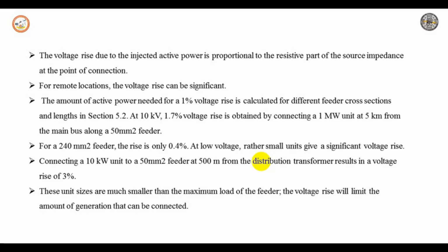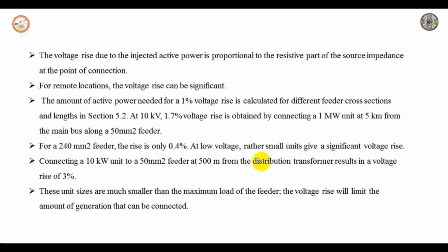At 10 kV, a 1.7% voltage rise is obtained by connecting a 1 megawatt unit at 5 kilometers from the main bus along a 50 mm square feeder. For a 240 mm square feeder, the rise is only 0.4%. At low voltage, rather small units give a significant voltage rise.